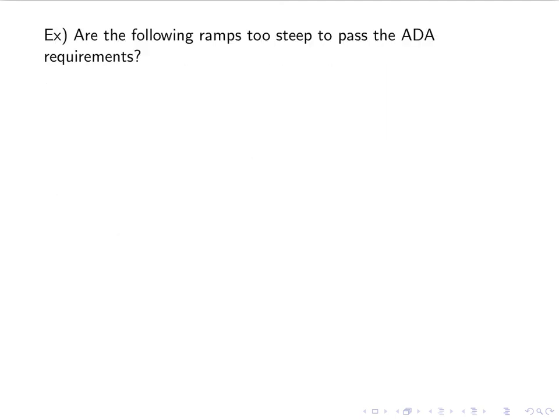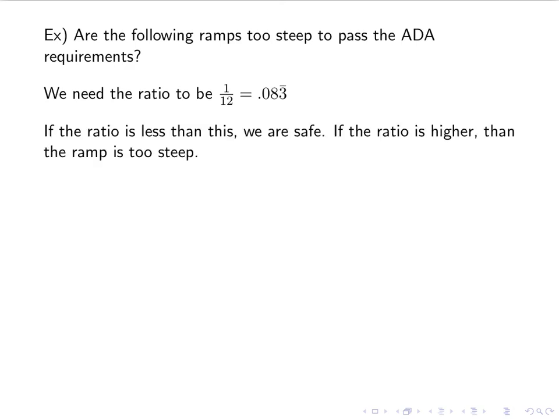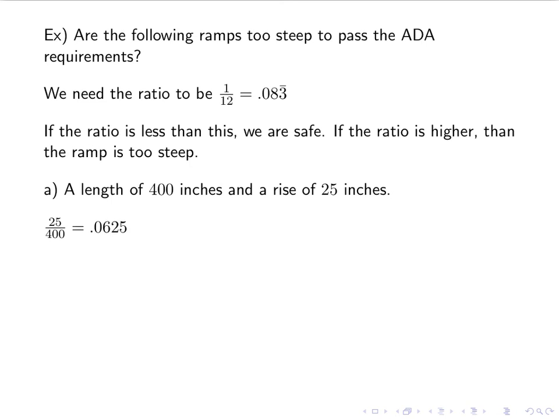Are the following ramps too steep to pass the ADA requirements? So remember, the requirement is the ratio 1 to 12 if we're talking about inches. So if I put that as a decimal, I get 0.083 repeating. So if the ratio that I get out from the information given is less than this, then we're safe. If the ratio is higher, then the ramp is too steep. So what if we have a length of 400 inches and a rise of 25 inches? So that would be the ratio of 25 to 400. Remember, it's height to length. And that gives 0.0625. So that passes the ADA requirements.